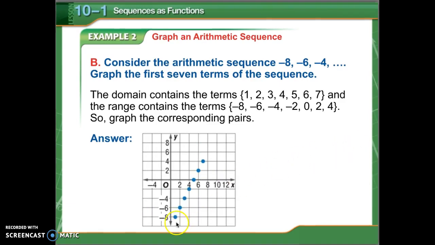And you can see here, we've just graphed a bunch of coordinate points. And hopefully you realize that if you graph these points and you connect them, that you form a straight line. And this will be true of every arithmetic sequence.